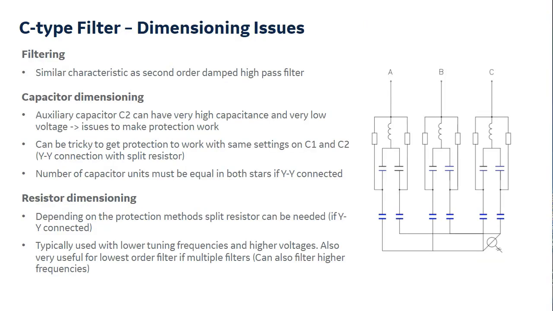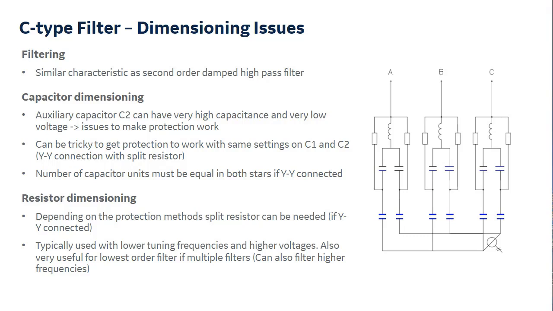The dimensioning issue with this is that the auxiliary capacitor C2 can have a very high capacitance value and very low voltage. This will have issues with the protection of the capacitor. So it might be impossible to make the protection work for the capacitor in certain cases. We might have to design the capacitor to be very expensive in order to make the protection work. And then it can be very tricky to get the protection to work with the same settings for C1 and C2.